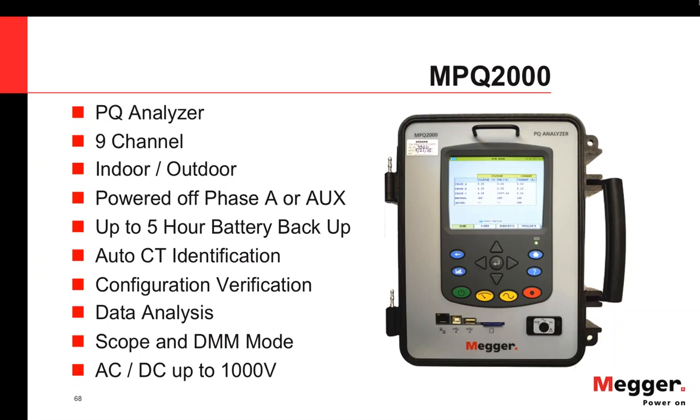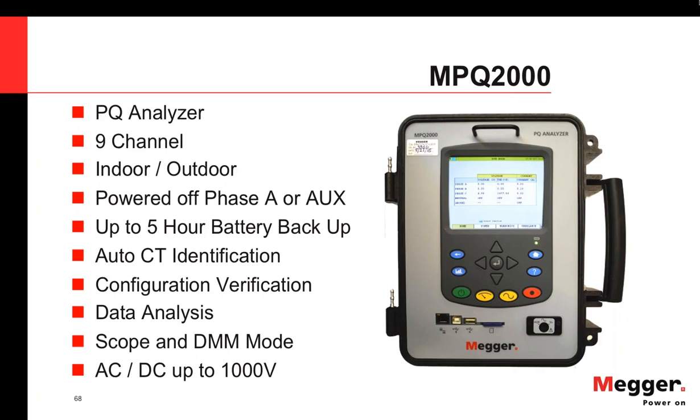Now, with all that said, what I would like to quickly show you is our latest power quality analyzer, the MPQ-2000. This is a 9-channel indoor-outdoor unit. It can be powered off phase A or auxiliary. It has up to 5 hours of battery backup. It will auto-identify the CTs, not just the CTs that are connected, but also the range that they are in. It also does configuration verification to make sure that it's connected properly before you start the recording.